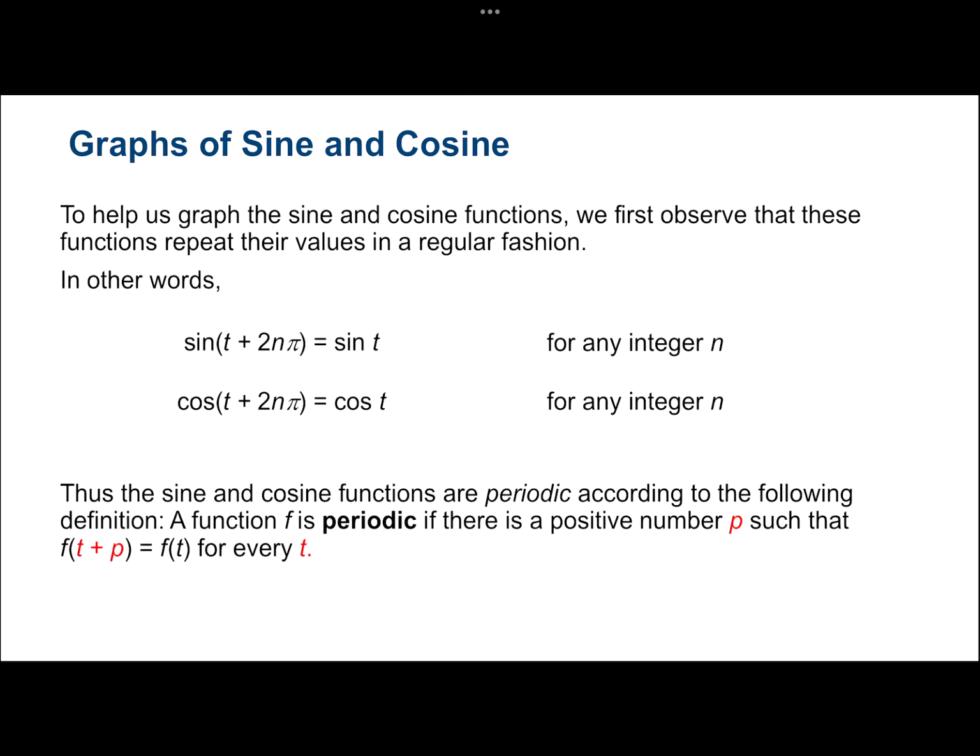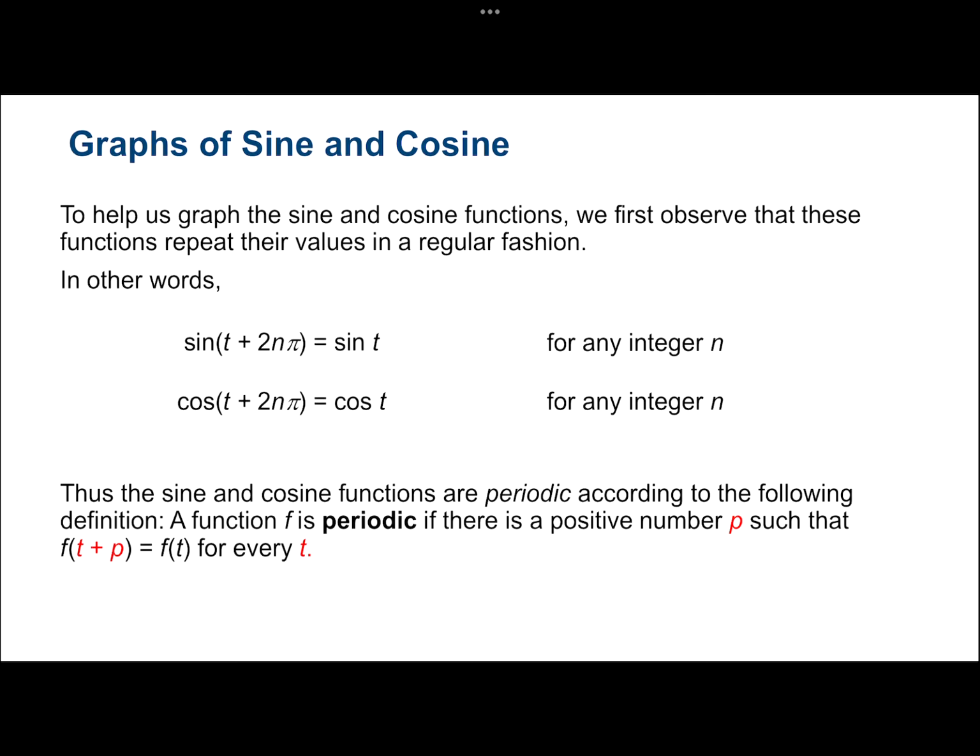To help us graph the sine and cosine functions, we need to first realize that they repeat their values in a regular fashion. Think about the unit circle and our values after we make one complete loop at 2 pi, then they start and their values are the same again. So when we're looking at sine of t plus 2n pi, every time I get to 2 pi, the same pattern is going to start over again.